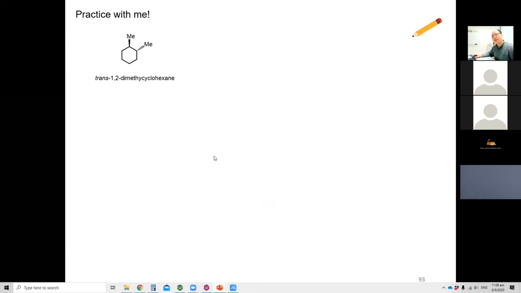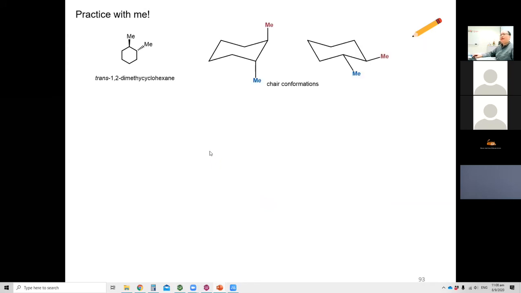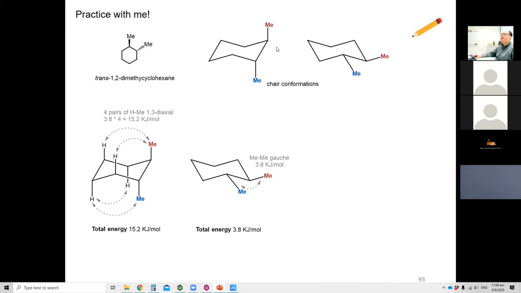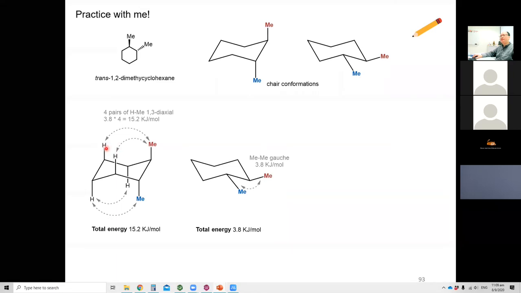So let's go to the trans. For the trans isomer, you draw the chair conformation. If one methyl is axially up, the other methyl is axially down. You flip it: one is up, now equatorial; one is down, again now equatorial. So for the one with both axial, you have 4 pairs of 1,3-diaxial interactions. Each pair is 3.8, so the total is 15.2.